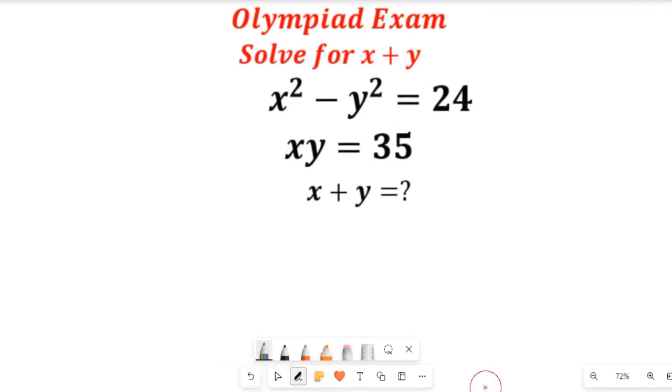In this video, you will learn how to solve this Olympiad exam question. We are asked to solve for x plus y. As we solve this, come to see how we are going to apply the algebraic formula in getting 4 different solutions to this question.